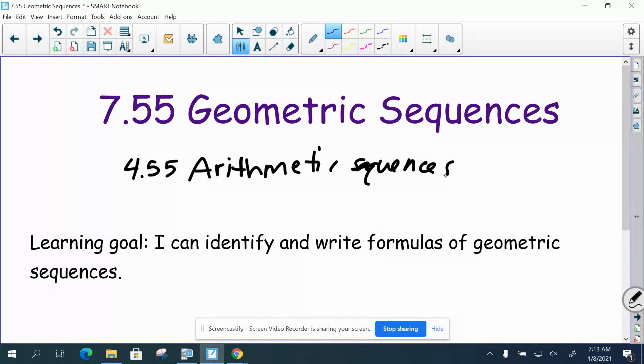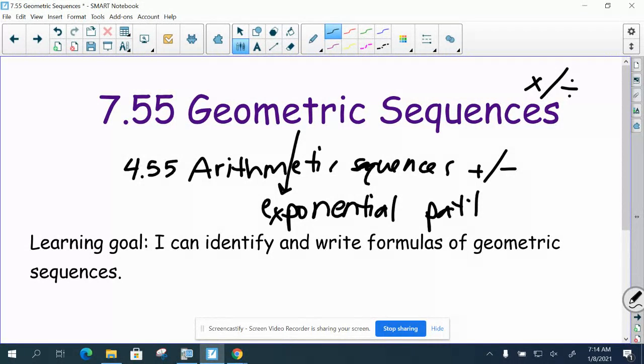A sequence is just a pattern or a list of numbers, and an arithmetic sequence is a list of numbers that follows a linear pattern where you add or subtract. But a geometric sequence is a type of sequence where you multiply or divide, which follows an exponential pattern, whereas an arithmetic sequence follows a linear pattern. So today we're going to learn how to identify and write formulas of geometric sequences.